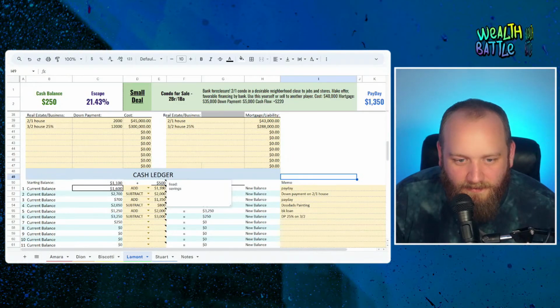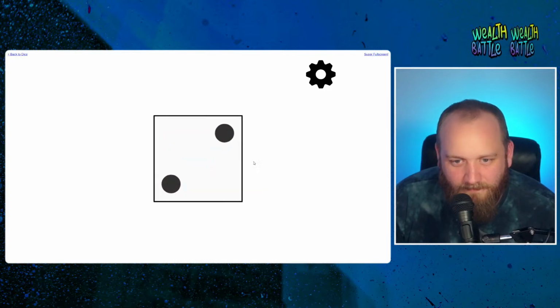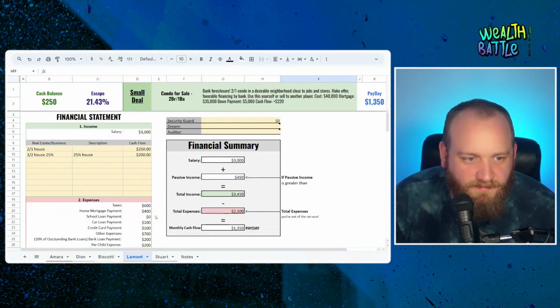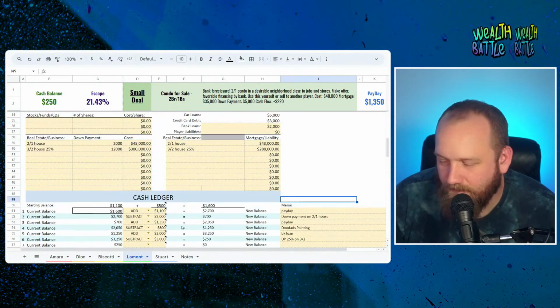2-bedroom, 1 bath. Bank foreclosure. 2-1 condo in desirable neighborhood close to jobs and stores. The cost is $40,000. Down payment is $5,000 and the cash flow is $220.